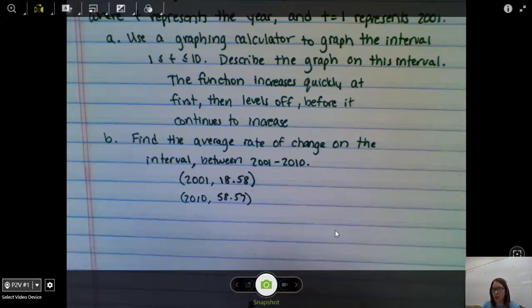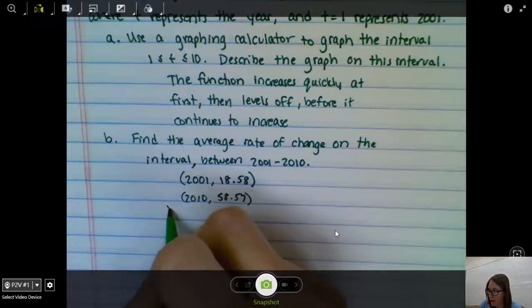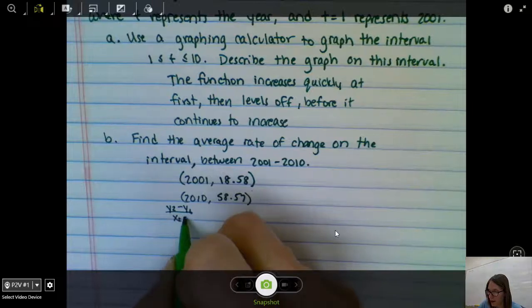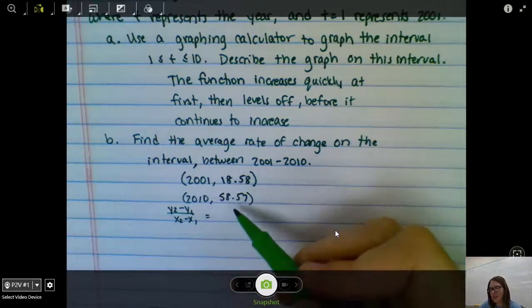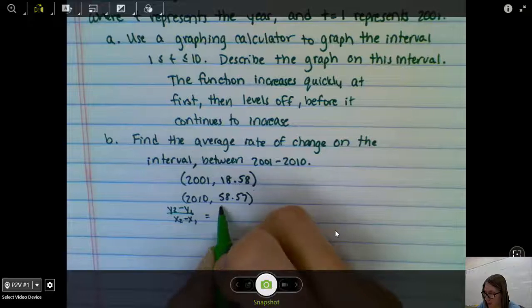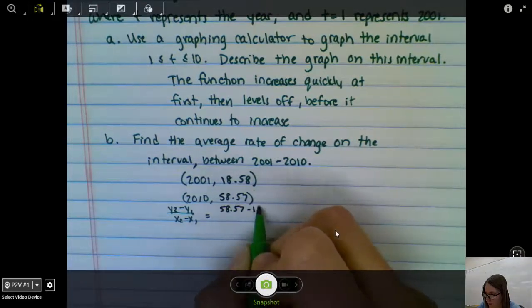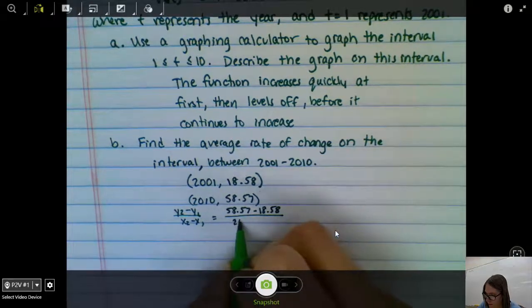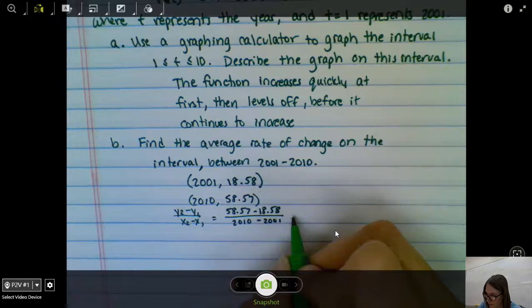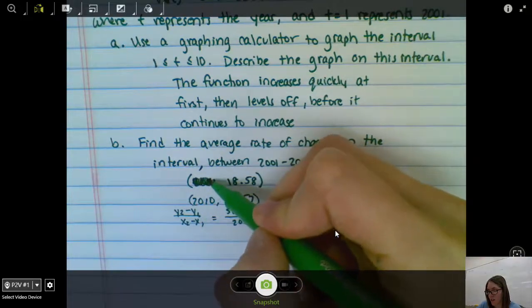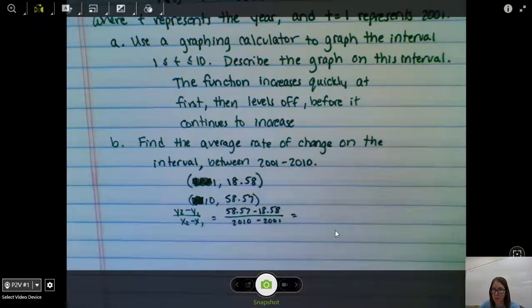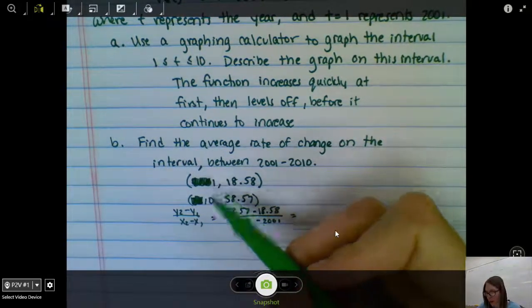Now we can find that average rate of change. Your slope, remember, slope is y2 minus y1 over x2 minus x1. In this case, I'm just going to use 58.57 as my y value, or as my y2. And I guess I really shouldn't have had this as 2001. I should have had this as 2000, or as just 1. And I should have had this as just 10. Okay. It really means 2001 though.